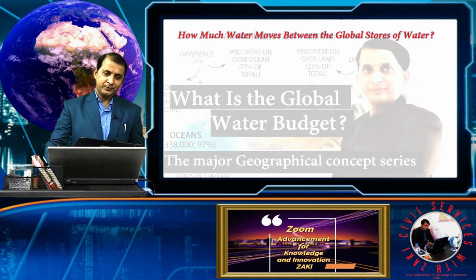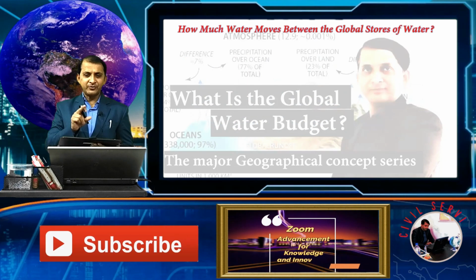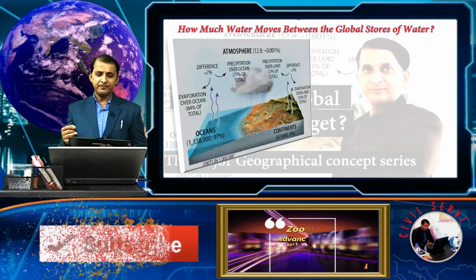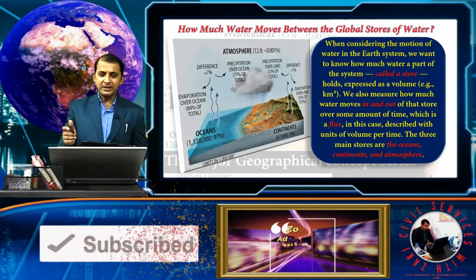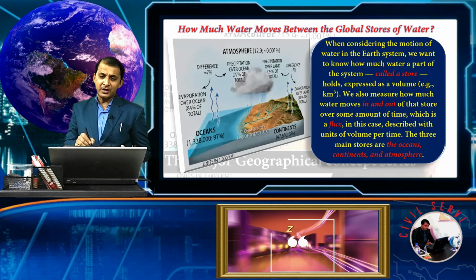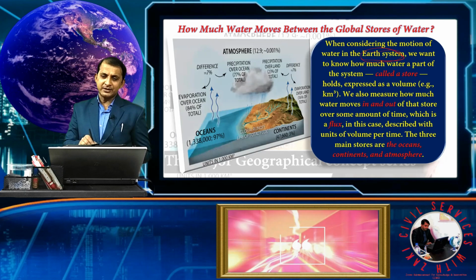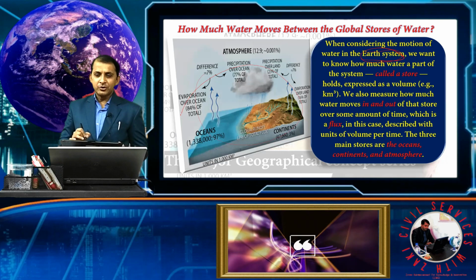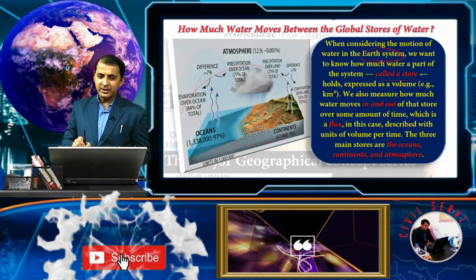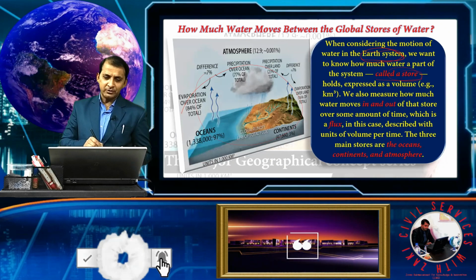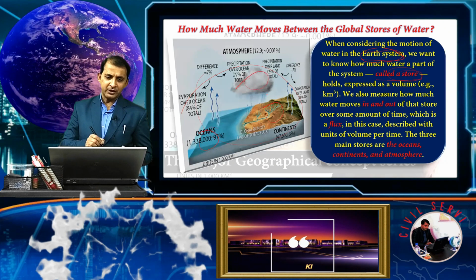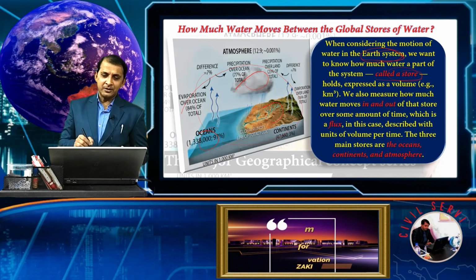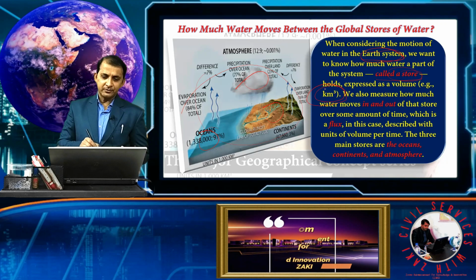So how much water moves between the global stores of water? First see, it is a composite picture. When considering the motion of water in the earth system, what is the earth system? These are all included in the earth system. Much of the water system is called a store. So one store here, one store here, one store here, and these are measured in cubic kilometers.